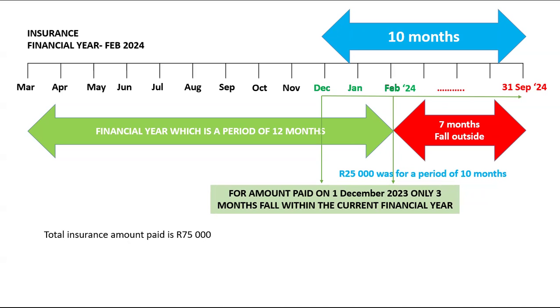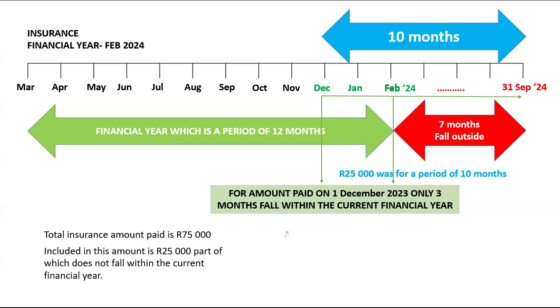So here we are reducing an expense. When we reduce an expense, it increases an asset or it basically decreases your liability. In this case, it increases an asset, which is prepaid expense. Now, as I've said, included in this 25,000 rand is the 7 months that do not fall within the current financial year. So I'm going to take the 25,000 rand, multiply by 7 and divide it by 10.